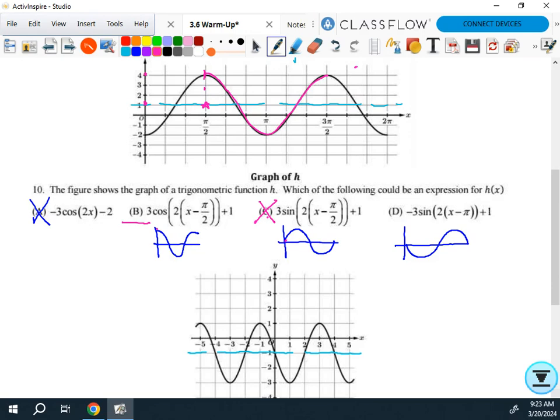So then I'm going to look at D. I start here again. I move to the right pi. I'm not even touching my graph. So I don't like D either. This is the only one that works. Okay? We okay on that one? All right. Good deal.